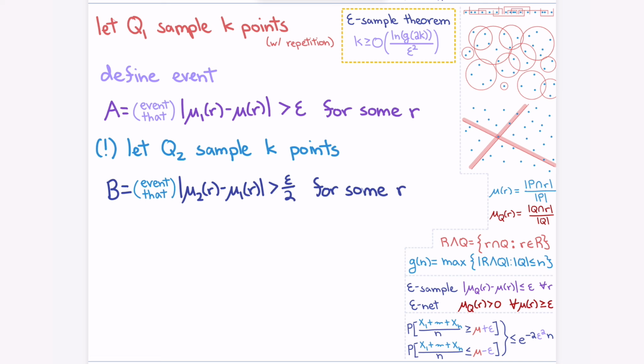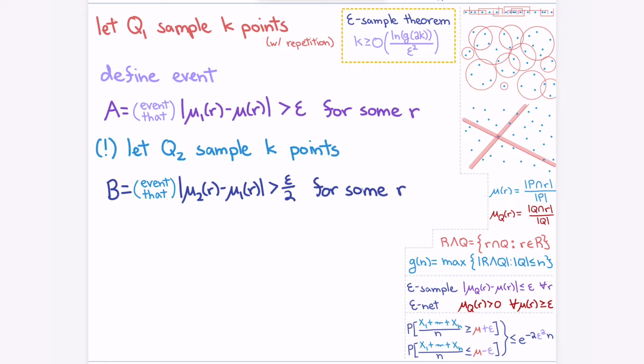Okay. Good. We're still only interested in A. The algorithm only actually samples Q1 and returns it. But somehow we're going to find it helpful to imagine sampling a second set of K points. At some level, that's why this G of 2K comes in.